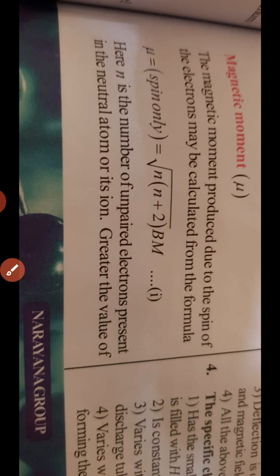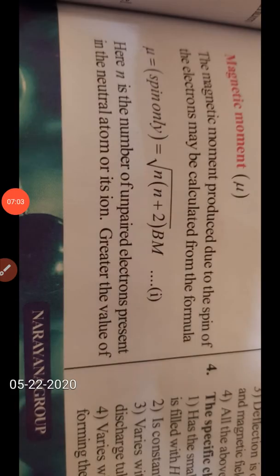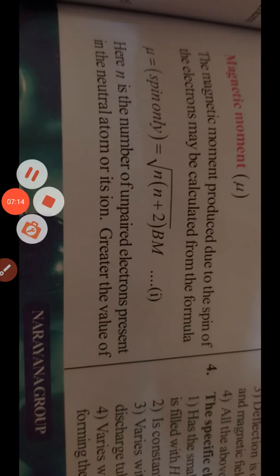The greater the value of n, that means the greater the number of unpaired electrons, the greater the magnetic moment. Okay, that's it.